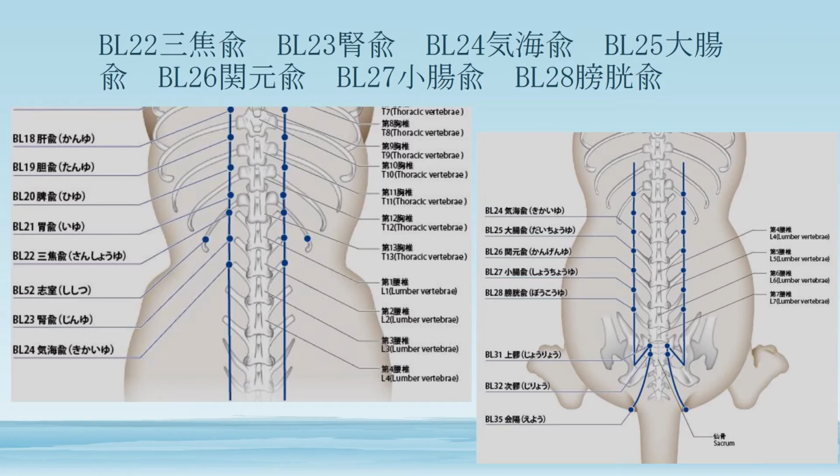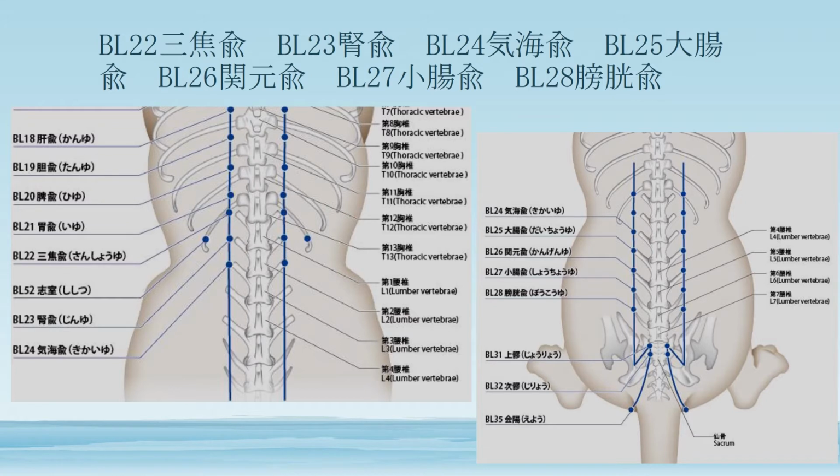And on the third lumbar vertebra, there is BL24. And on the fourth lumbar vertebra, there is BL25. On the fifth lumbar vertebra, there is BL26. On the sixth lumbar vertebra, BL27. On the seventh lumbar vertebra, there is BL28.